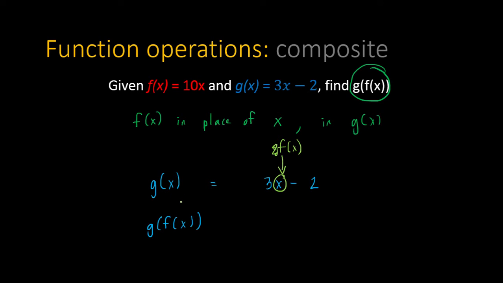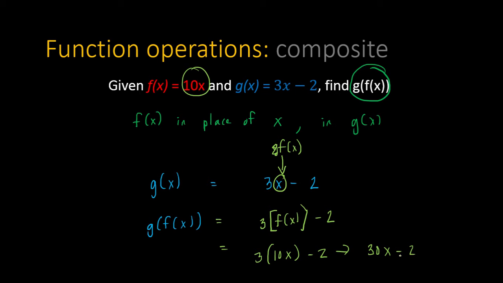g of f of x is equal to g of x, and then I take the x's and replace them with f of x. So I've got 3 times f of x minus 2, which is equal to 3 times 10x minus 2, since f of x equals 10x. 3 times 10x is 30x minus 2. So g of f of x equals 30x minus 2.